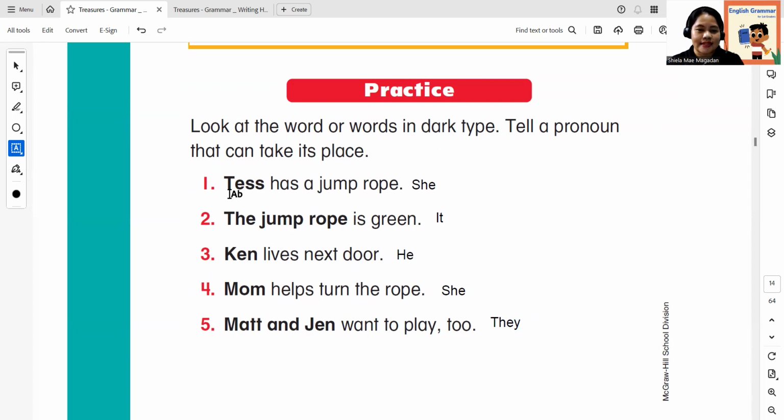Tess, it's she. The jump rope, it's a thing. It. Ken, it's he. Mom, it's she. And Matt and Jen are they because they are plural.